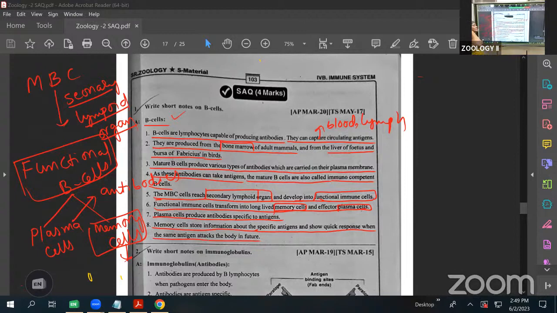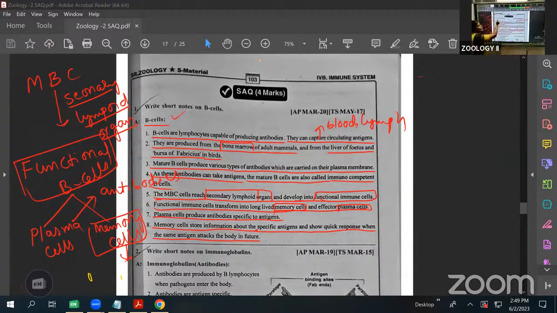For example, with any disease, for example smallpox, once we get it, the second time we can't get it. Why? Memory cells are stored in our body. That's why, when the attack comes a second time, they can easily detect it and produce the antibodies.